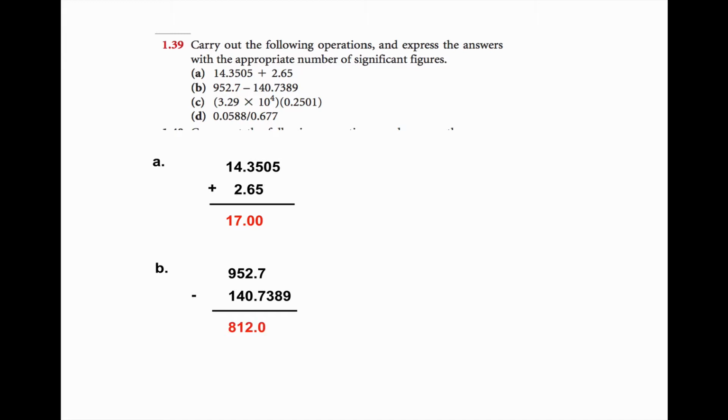to the 10th. So I'd round to a 10th. Different with multiplication. If I've got a 3 sig fig number multiplied by a 4 sig fig number, I just look at which had the lowest number of sig figs. So my answer would have to be in 3 sig figs.